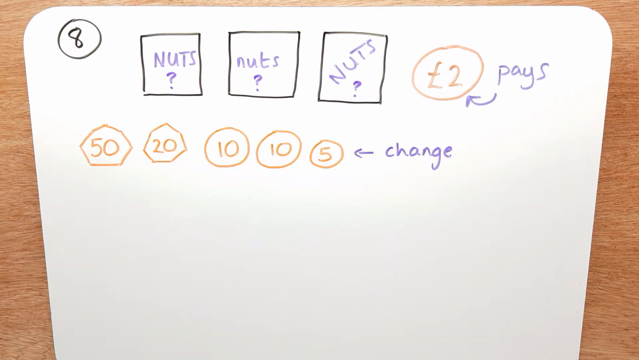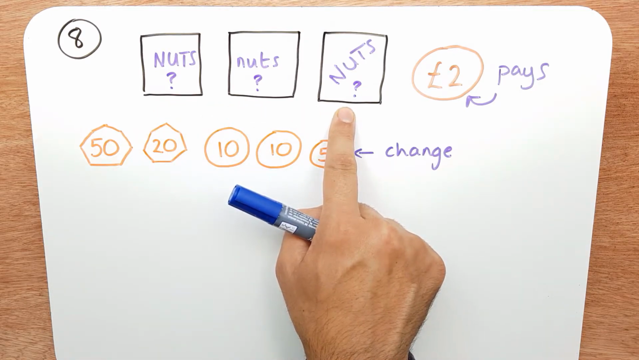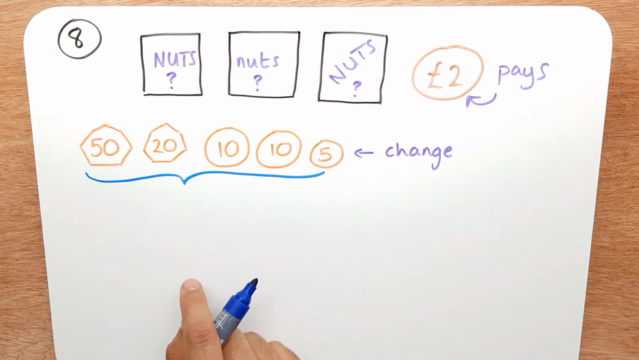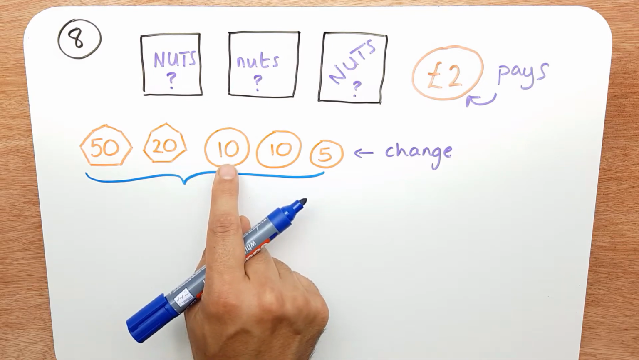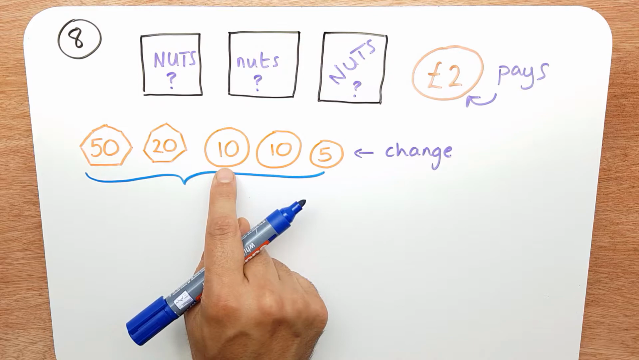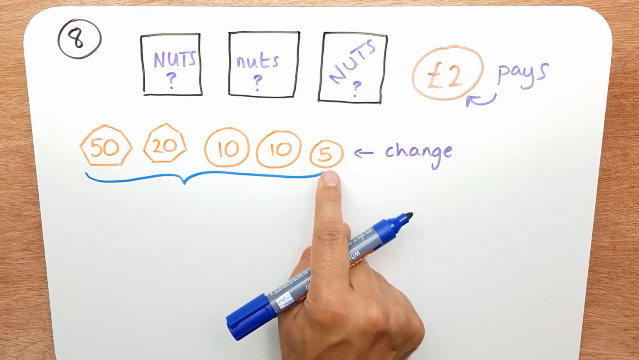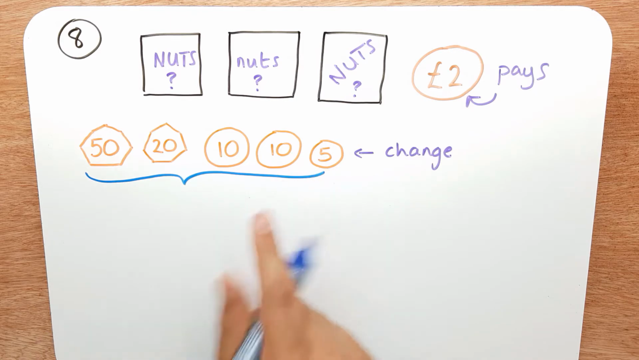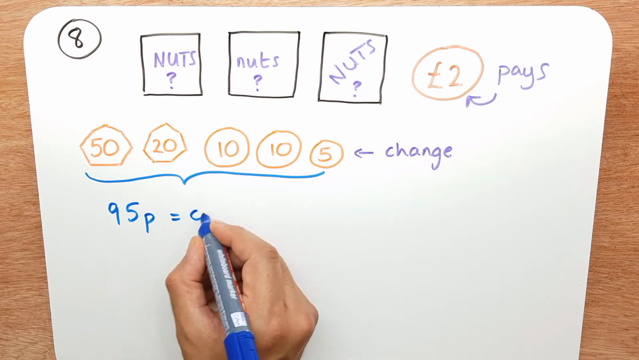So the first step is to work out how much 3 packets of nuts costs. And we do that first of all by adding all of these. So we can do 50 add 20 is 70. Add 10 is 80. Add another 10 is 90. And add 5 more is 95. So the change is 95p. So 95p is the change.